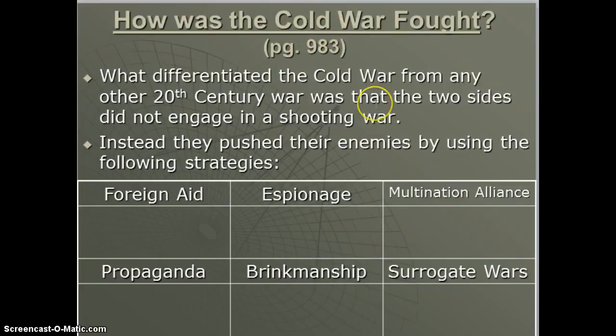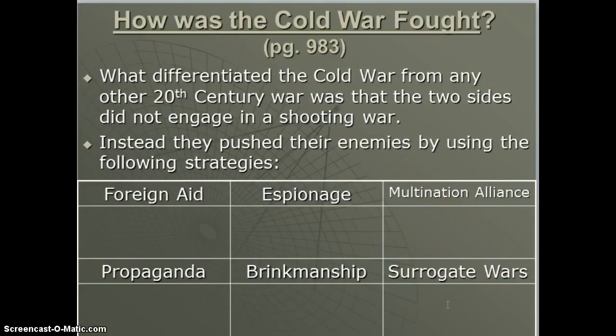983. What differentiated the Cold War from any other 20th century war was that the two sides did not engage in a shooting war. Instead, they pushed their enemies by using the following strategies: foreign aid, espionage, multi-nation alliance, propaganda, brinkmanship, and surrogate wars. So on page 983, you're going to find this information, and in each box, you're going to summarize what each of these 6 strategies mean.